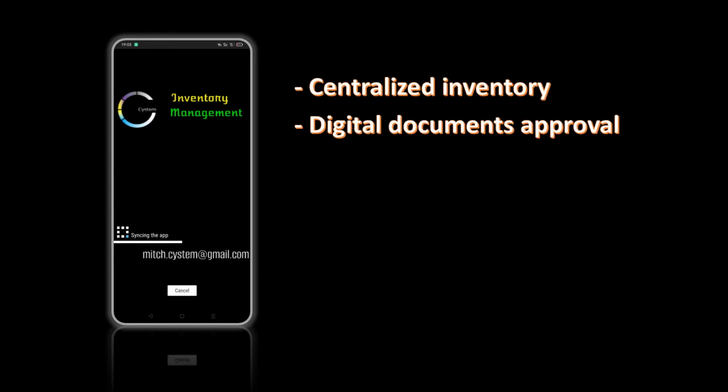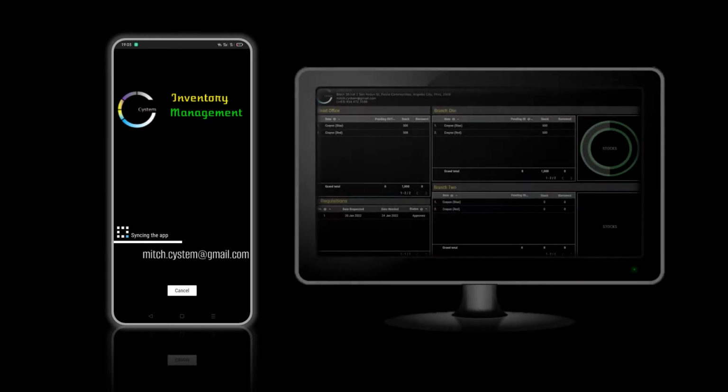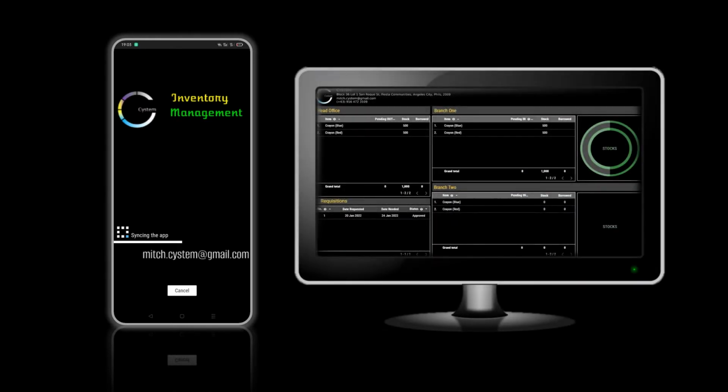Inventory Management System is a centralized inventory management system with digital documents approval and automated document generation sent directly to your email in PDF format. It also comes with an interactive dashboard where you can view real-time reports.